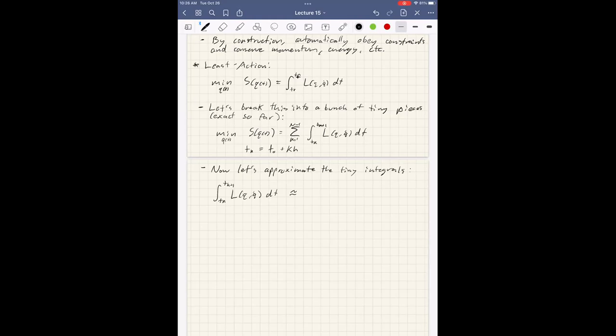Trapezoid's fine, yeah. Well, what else? Anybody else have any other good ones? Sorry? Yeah, zero-order hold kind of thing. So there's a bunch of these. Do you know what this is called when we numerically approximate an integral?